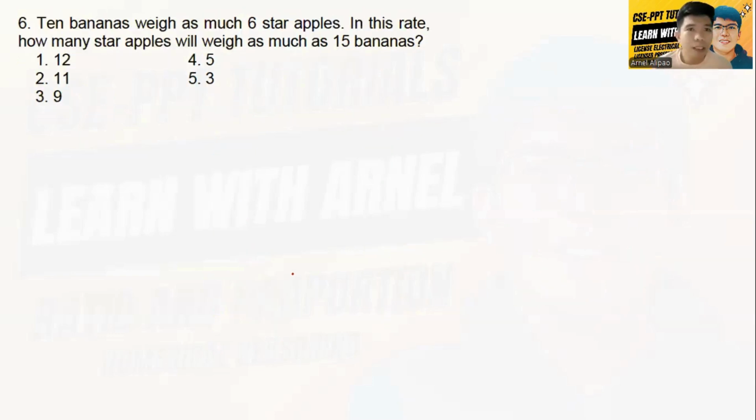10 bananas weigh as much as 6 star apples. At this rate, how many star apples will weigh as much as 15 bananas? So what are we gonna do here? We have banana is to star apple. And then what's the given ratio? If we have 10 bananas, then we have 6 star apples.